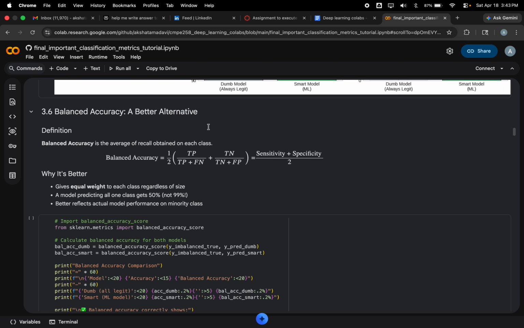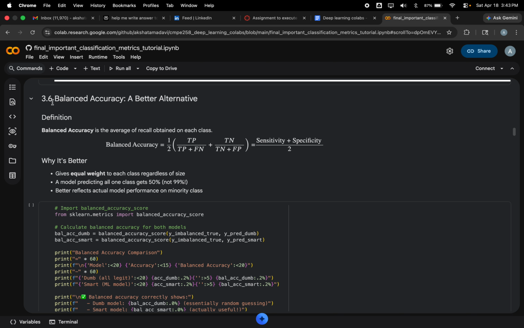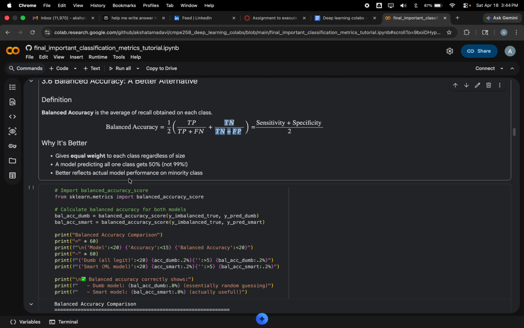So for that we have balanced accuracy. It's a better alternative to the normal accuracy. Balanced accuracy is the average of recall obtained on each class. The formula goes like this: 1 divided by 2 times sensitivity plus specificity. Why it's better: it gives equal weightage to each class regardless of size, a model predicting all of one class gets 50%, not 99%, and it better reflects actual model performance on minority classes.